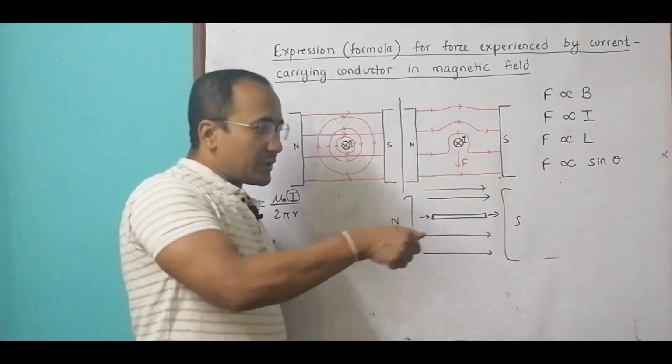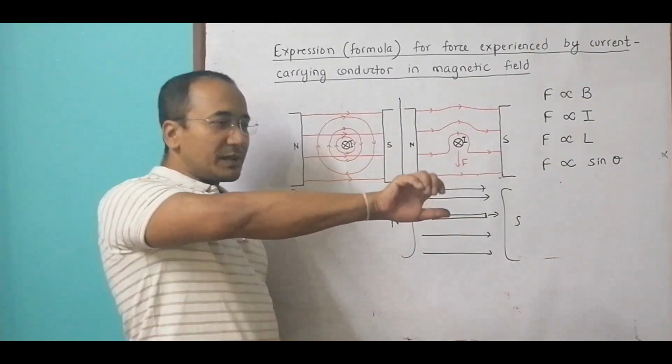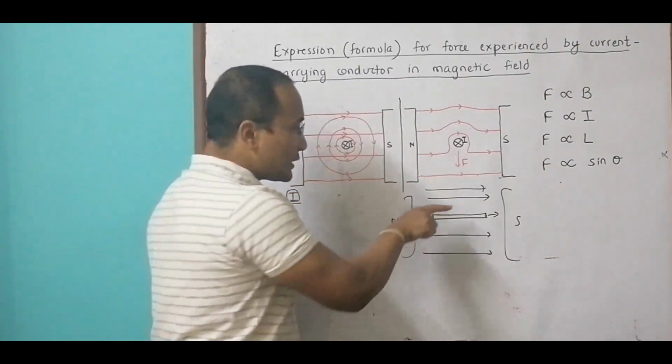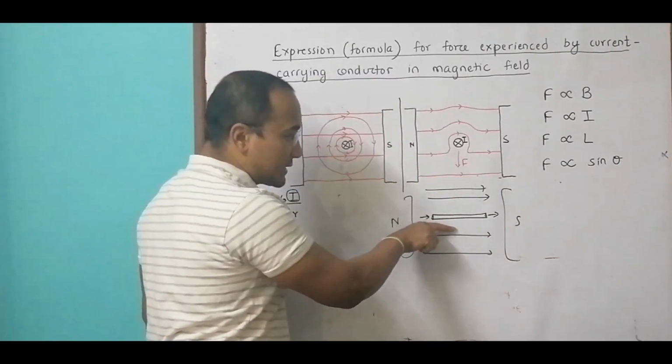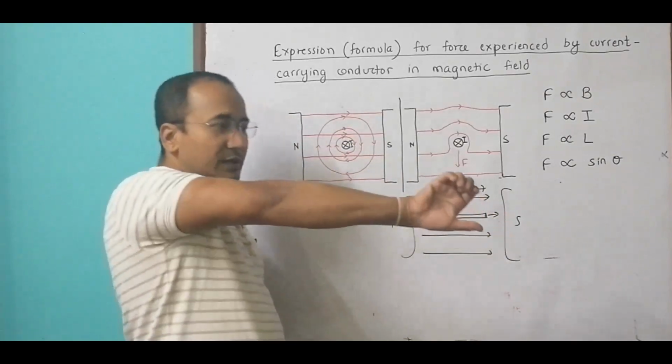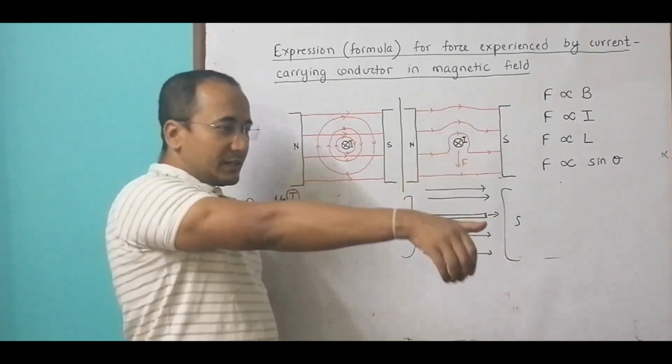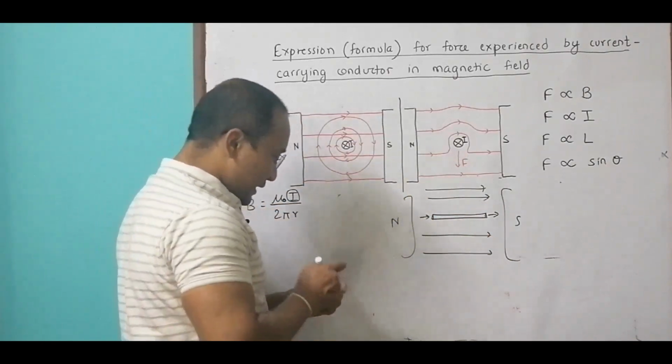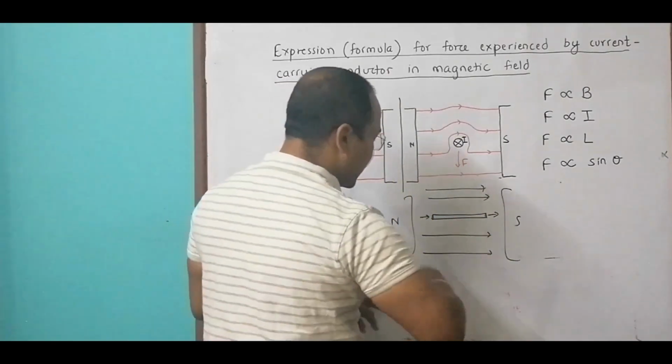So current is going in this direction and the field lines will be like this. They will be coming like this and going like this. This current is going here, so field lines will be like this, coming, and here going. So what I have is, its field lines will be somewhat like this.